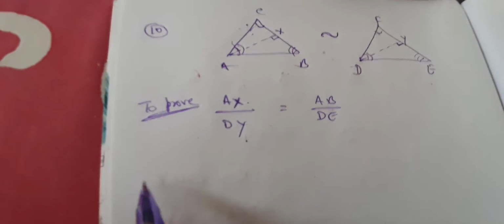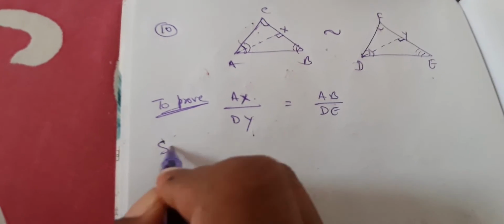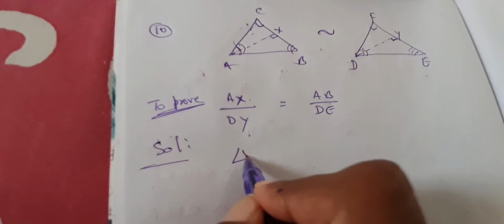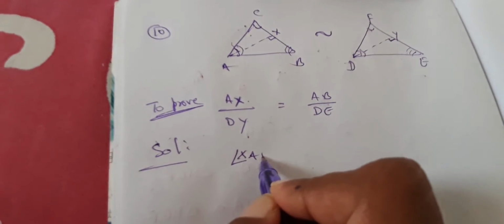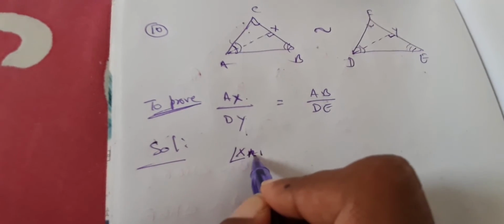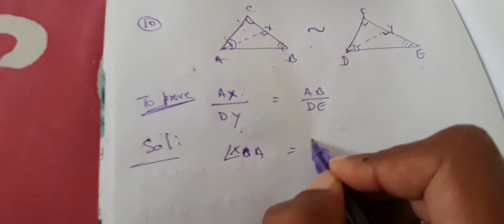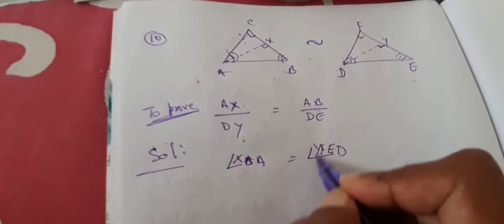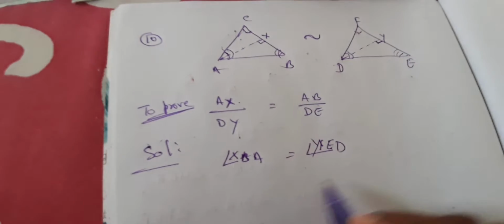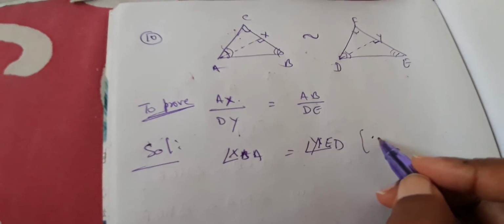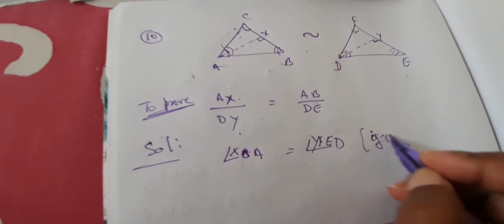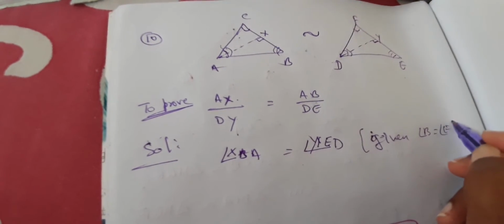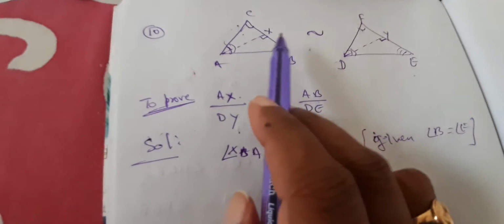So now let us do the same thing. So now this is to prove, and the solution part. So now angle XBA, I'm sorry, angle XBA is equal to angle YED. Yes, because it's already given, that is B is equal to E. Given that angle B is equal to angle E. Okay, right. Now what is the other one?